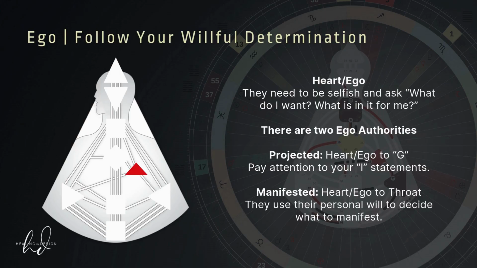Ego projected authority means the heart center is connected to the G center, the center of self, which gives you a strong sense of identity. As an ego projector, your decision-making strategy is to wait for the invitation to initiate. With this comes the potential to not only initiate others, but also the experience of being initiated yourself, potentially transforming your whole life. Once you've been invited, pay attention to the questions you ask: What's in it for me? What do I have the willpower for? And what do I want?